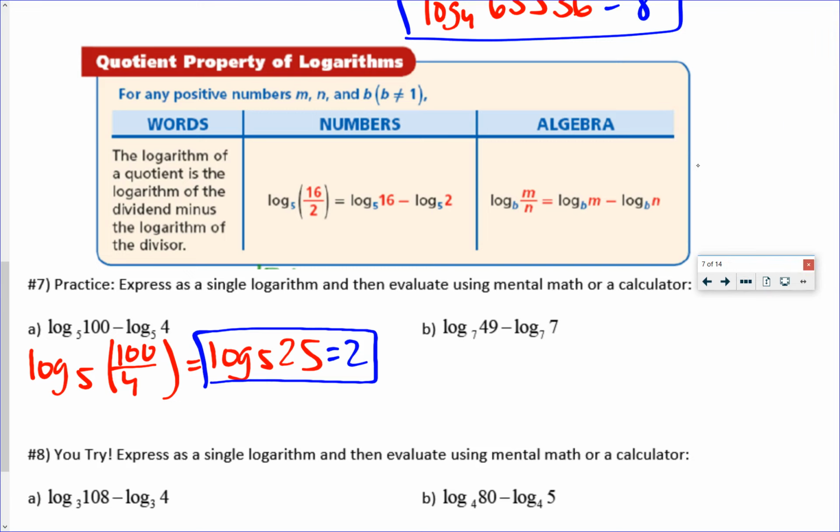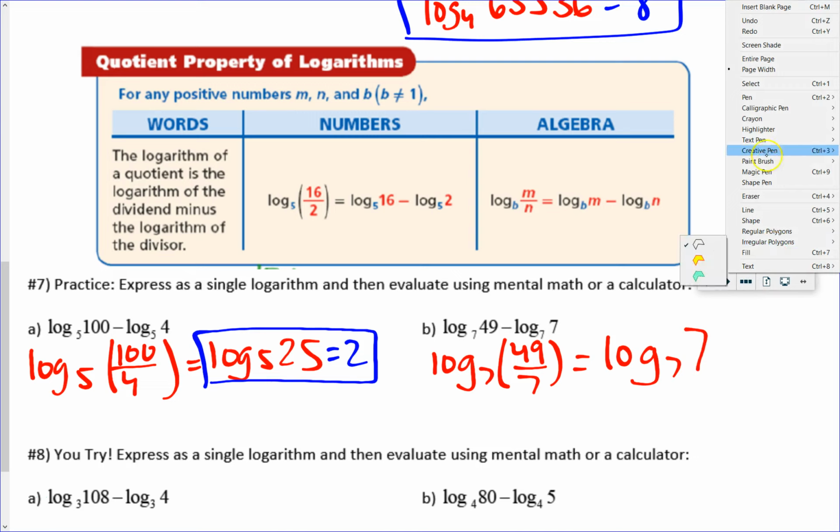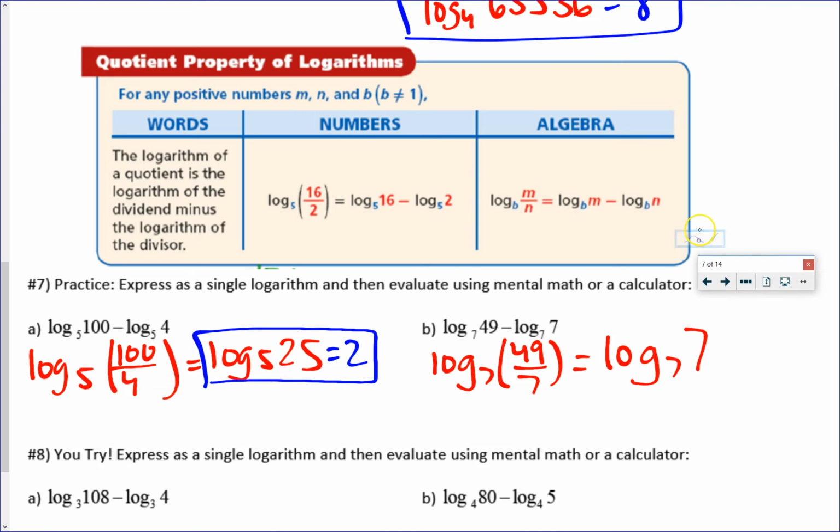Log base 7 of 49 minus log base 7 of 7. Okay, well, that's going to give me log base 7 of 49 divided by 7 because 49 came first. So that turns into log base 7 of 7. There's one of my properties from yesterday. What does that have to equal? 1. 1. Good.